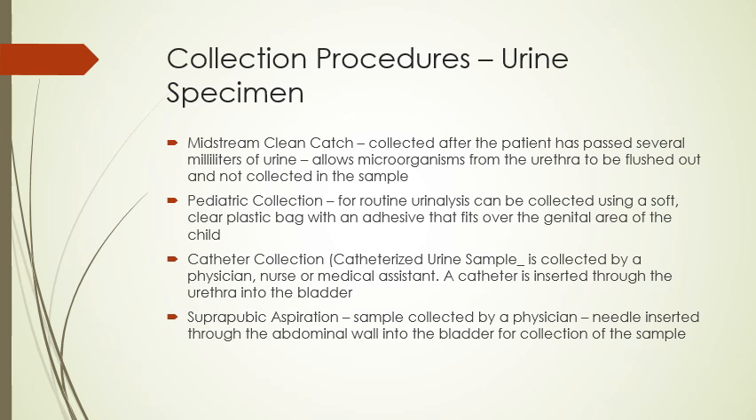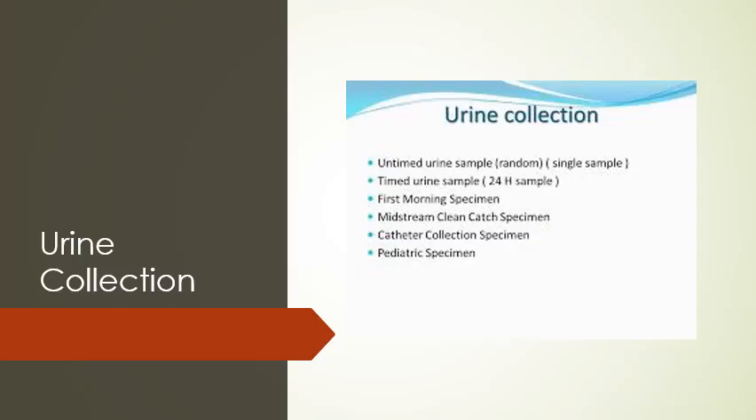A catheter collection is something where they're actually going to catheterize the patient. The catheter is inserted by a physician, nurse, or medical assistant, and it's inserted through the urethra into the bladder. And then there's the suprapubic aspiration, which has a needle that's inserted through the abdominal wall into the bladder. So it's a lot more invasive. This is just some of the things I just talked about.